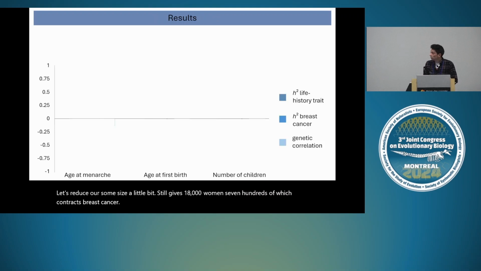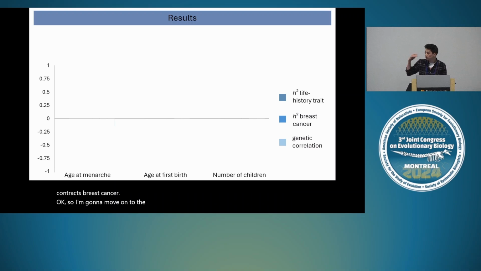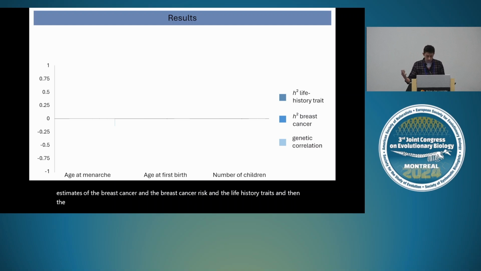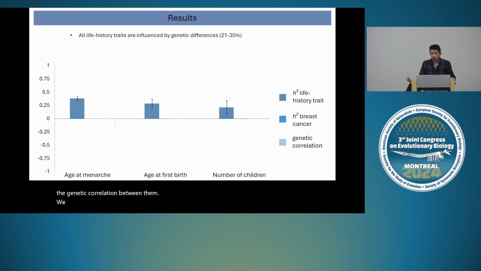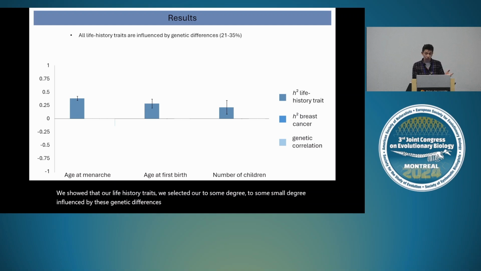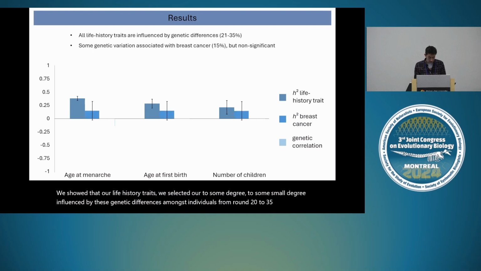Okay, so I'm going to move on to the results now. I'm just going to show you the heritability estimates of the breast cancer risk and the life history traits, and then the genetic correlation between them. We showed that the life history traits we selected are, to some small degree, influenced by these genetic differences amongst individuals, from around 20 to 35%.